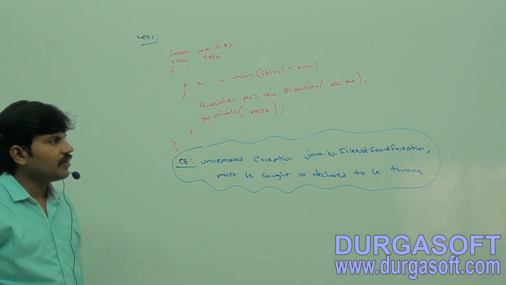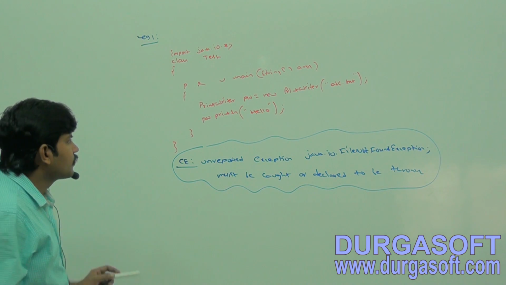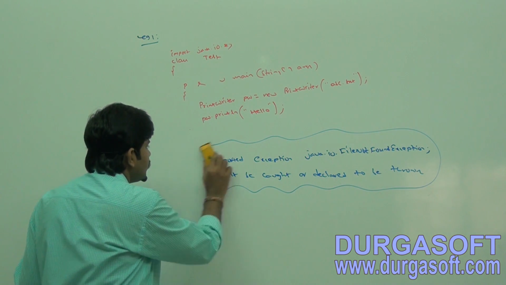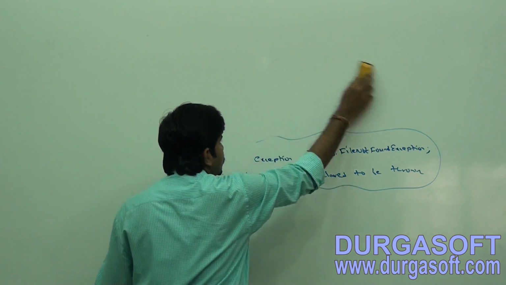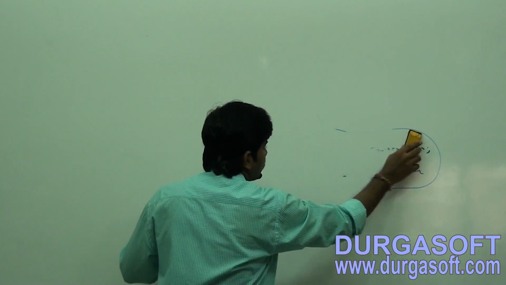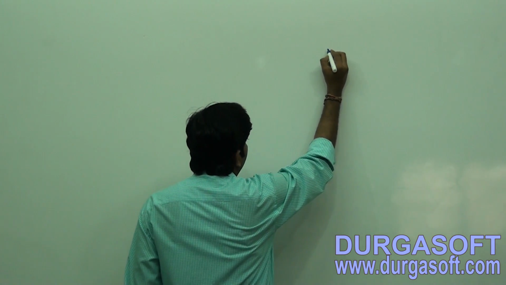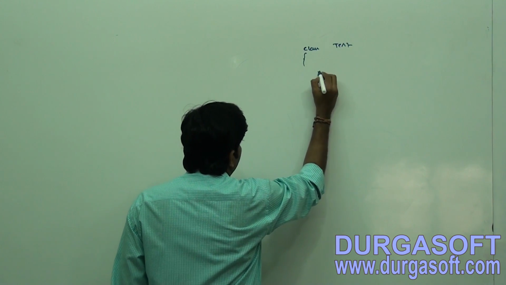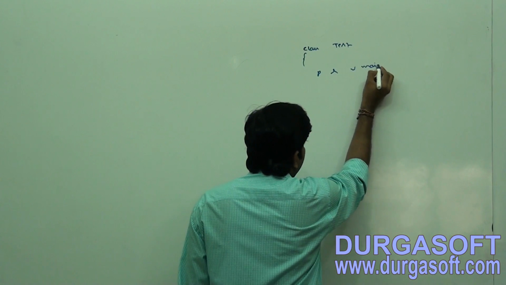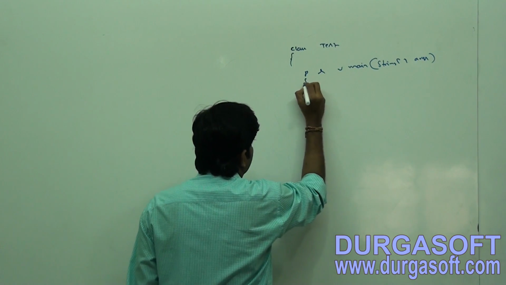Now let me go for another example. You can see the same type of problem there also. What is the second example? Let me go for example 2. Here observe, class Test, public static void main, String array args.